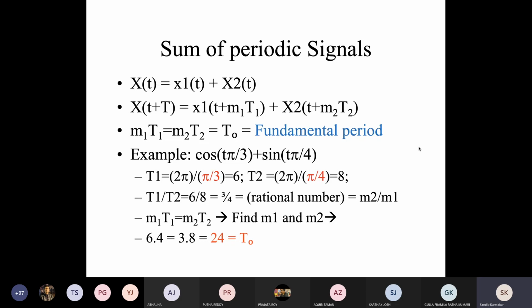Do you have any question from this? What if the fundamental periods are not the same? Like, what if M1 T1 and M2 T2 are not the same, sir? What would happen? Then it will have a period of infinity.